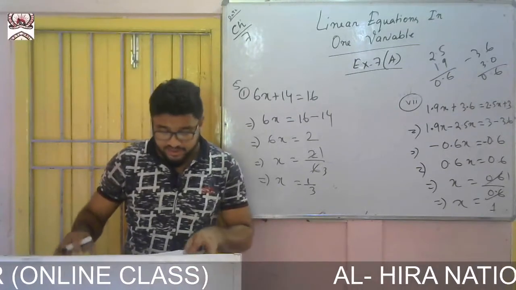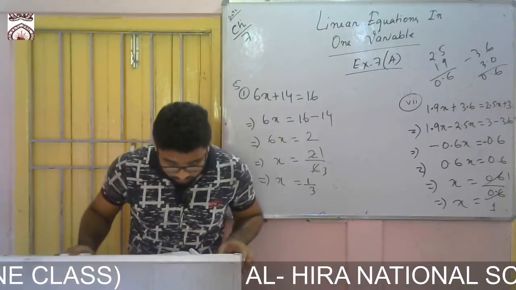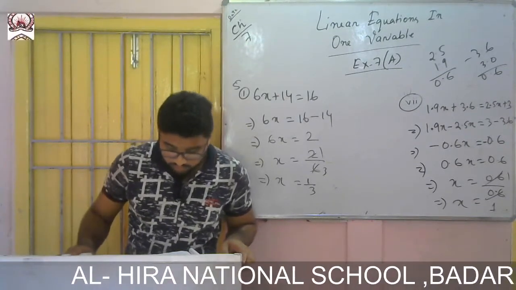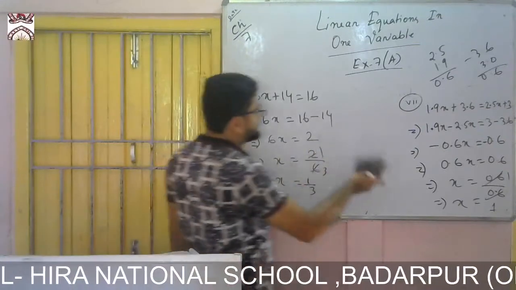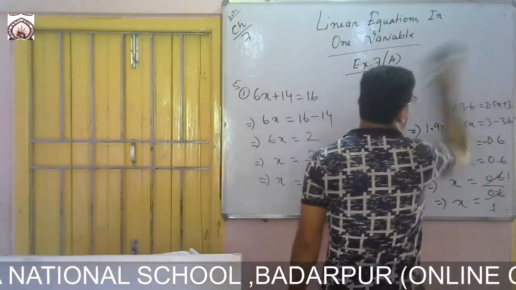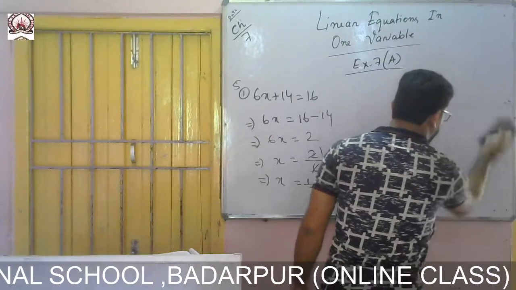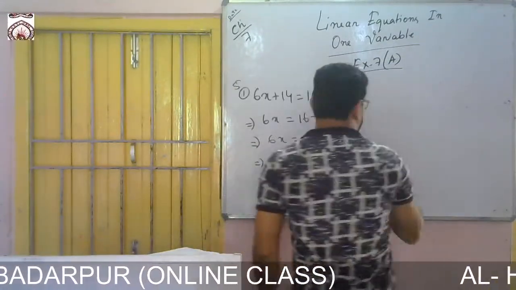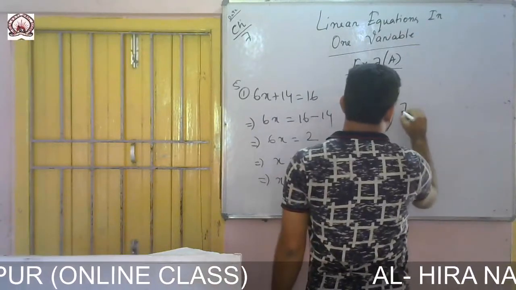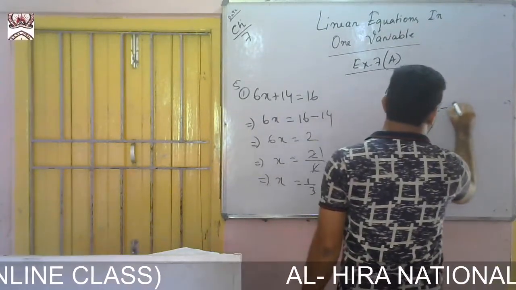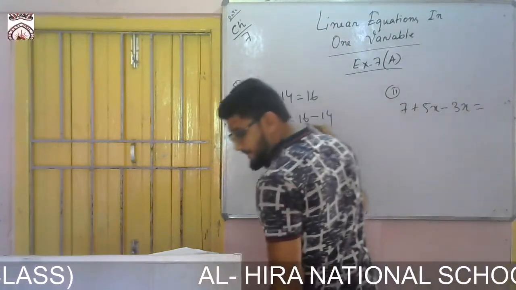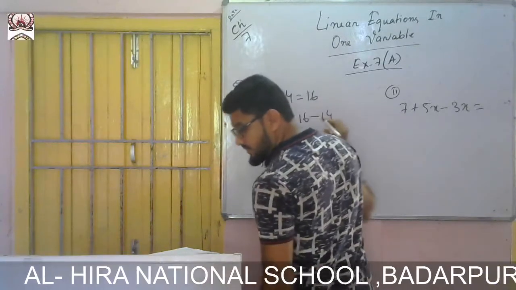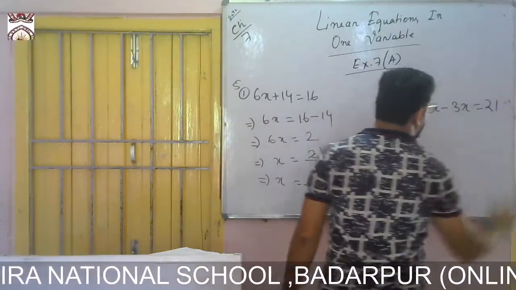Now come to question number 3. Okay, question number 2 you see. 3 also I shall solve. What is question number 2? What is given? 7 plus 5x minus thrice x equals 21.